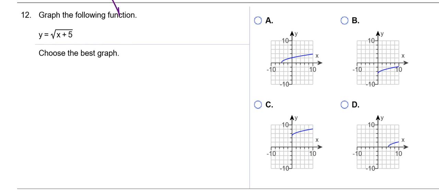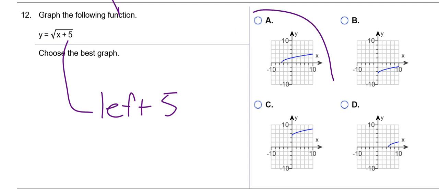Which way are we moving now? Left 5. Left 5. Which one of those is going left 5? Choice A is moving to the left 5.